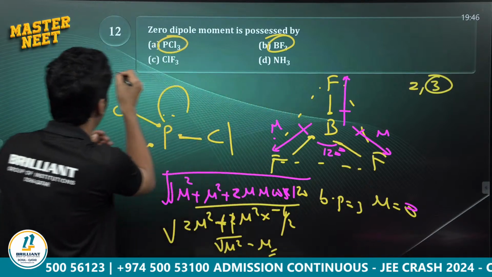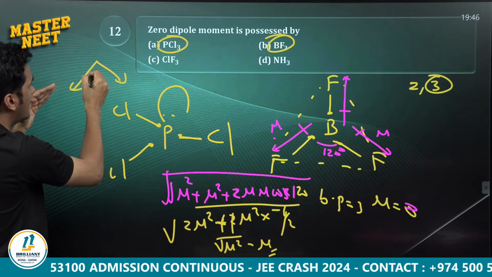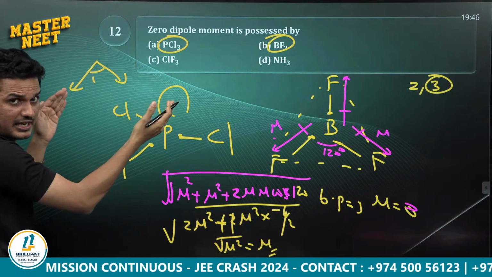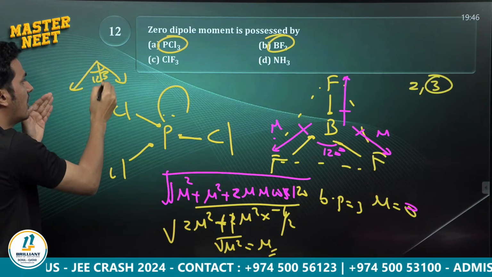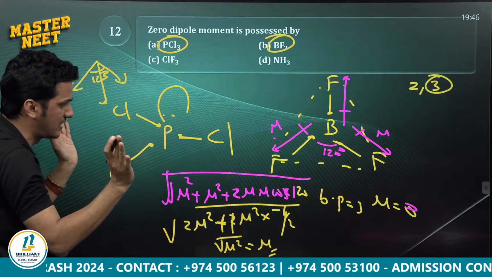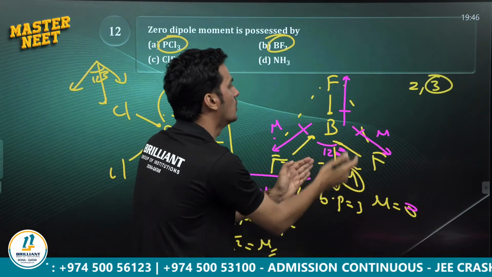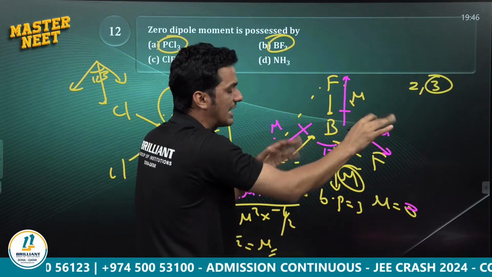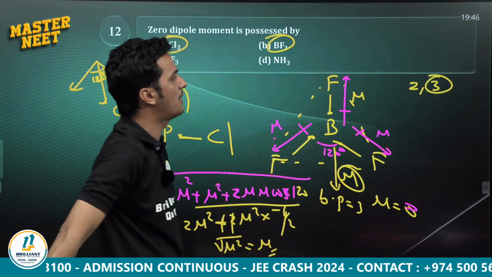I hope you learned the same idea in physics also. If two vectors are separated by an angle of 120 degrees, and both the vectors are the same, then the resultant will be equal to any one of the vectors. So this is also mu, this also mu. The same mu is just above also, so they will get cancelled. So the dipole moment is 0.